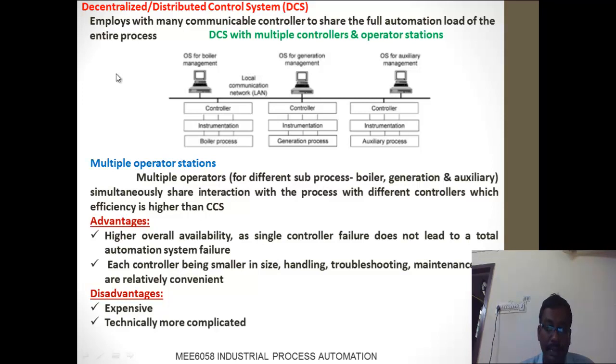Here the advantage is, even though a failure happens in a single controller, it does not affect the total automation system. But the problem is, it's expensive. We have to purchase each and every controller, and deploy one for each and every station. With respect to cost, it's expensive, and more technical persons have to be there for each and every OS station. And finally, a single controller failure, as I said already, will not affect the entire system. Here each controller is smaller in size, troubleshooting can be controlled, and maintenance is very easy.